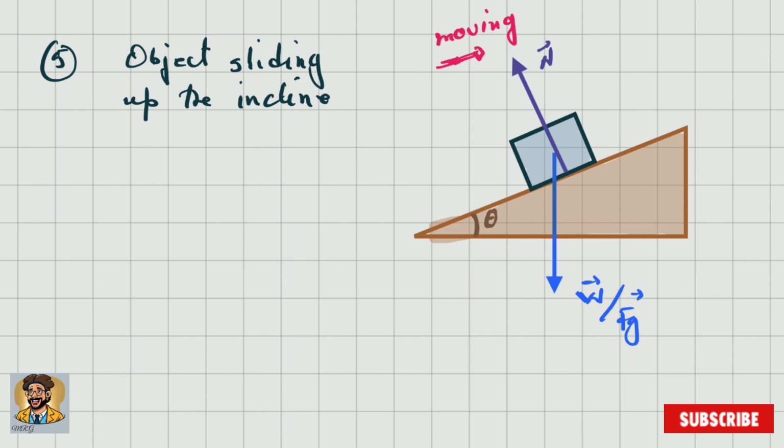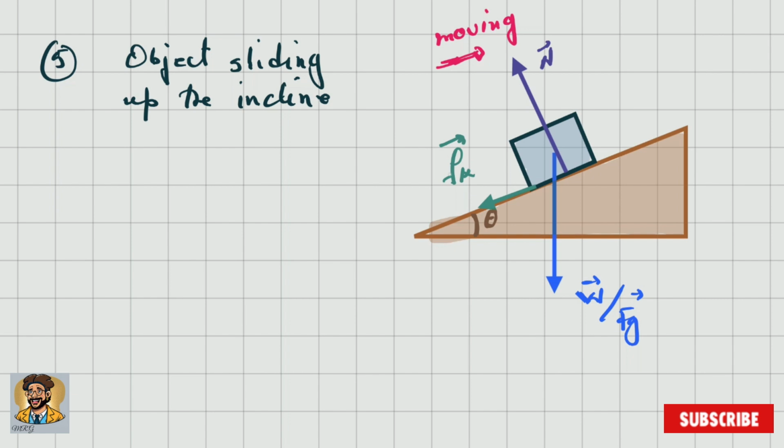And then there's friction, but the object is moving up. Therefore, friction points in the opposite direction of motion, which will be down the slope, in this direction. That will be the frictional force, and in this case it is kinetic frictional force because the object is moving.